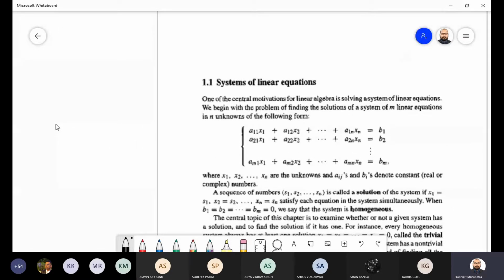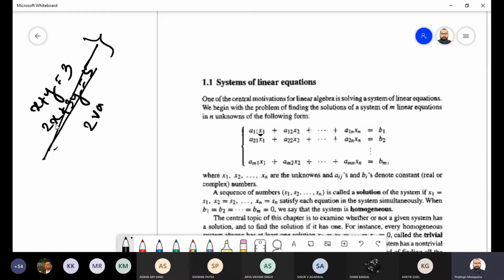I am just writing this. This is your system of linear equations, and this is the format. So how many variables are there? Here x1 is one variable. Like we used to write x plus y equal to 3. Another equation we may write 2x plus 3y equal to, let's say, 5. So here you have two variables and two equations.